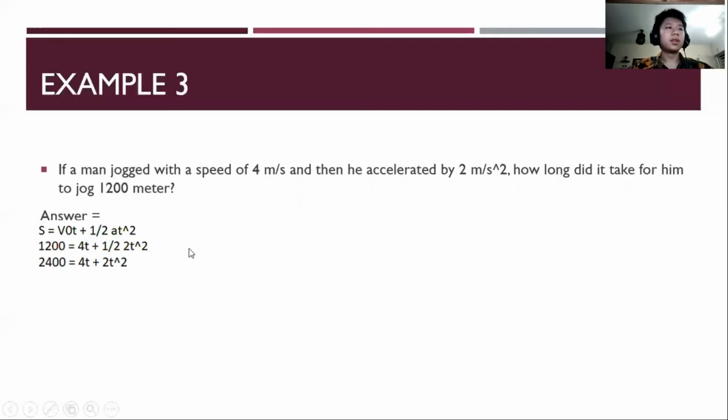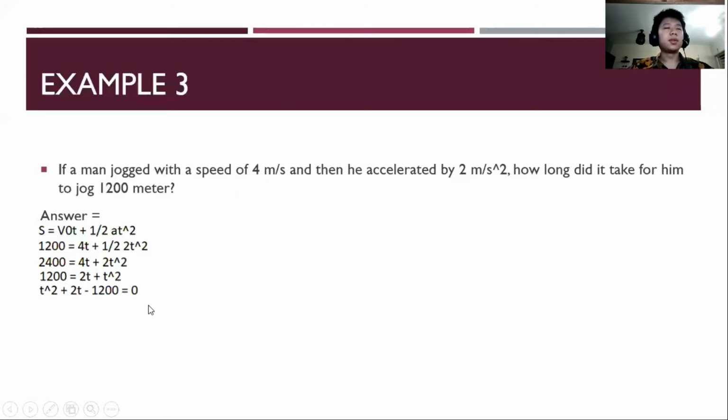Now we can simplify this again. It becomes 1200 equals 2t plus t squared. Now since we have 2t and t squared, we're not gonna be able to use the normal way, so we're gonna be using the quadratic formula. Since we have a and b now, we're just gonna need to switch 1200 to the other side, so we're gonna have c. So it becomes t squared plus 2t minus 1200 equals 0.